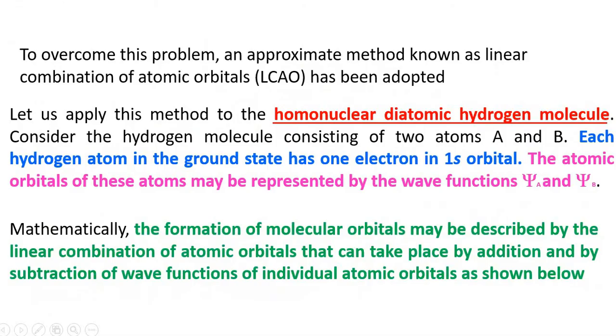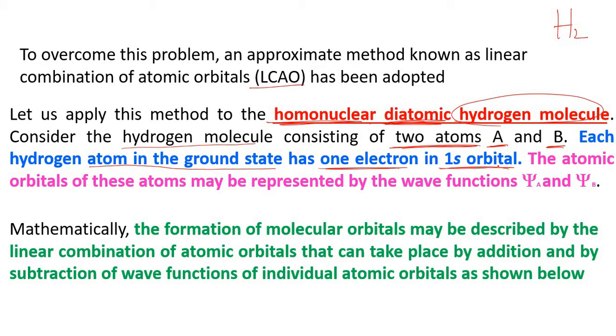Fine, students? Now, I have already told you that the method adopted is a linear combination of atomic orbitals. Let us apply this method to the homonuclear diatomic hydrogen molecule. Consider the hydrogen molecule consisting of two atoms. We know that the hydrogen molecule we write as H2. In that, two atoms of hydrogen are there. One atom is called A and the other one is called B, right? Each hydrogen atom in the ground state has one electron in the 1s orbital. We know that, right? One electron in the 1s orbital.